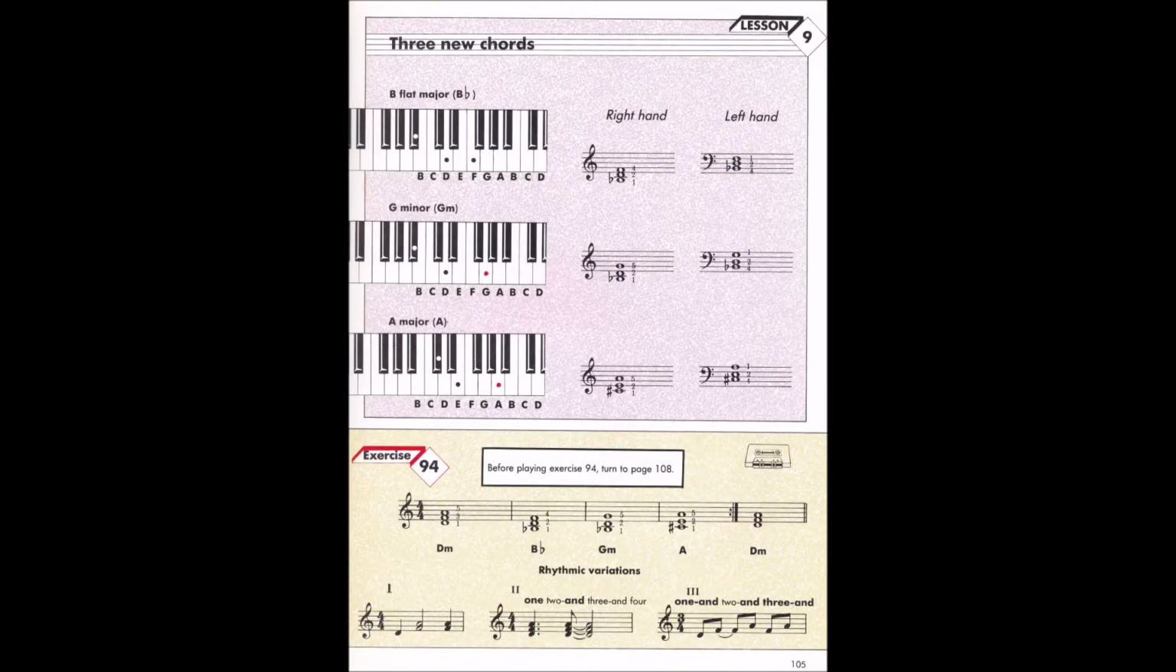Three new chords in this lesson have a B flat in them. First, the chord of B flat major, consisting of the root note B flat plus D and F. With the right hand. And the left.